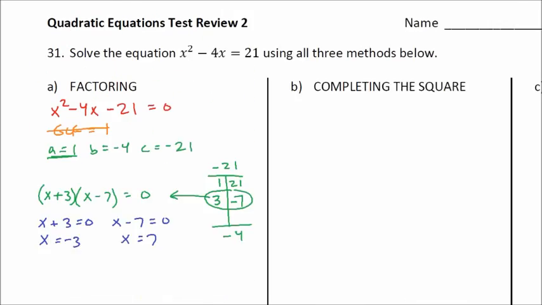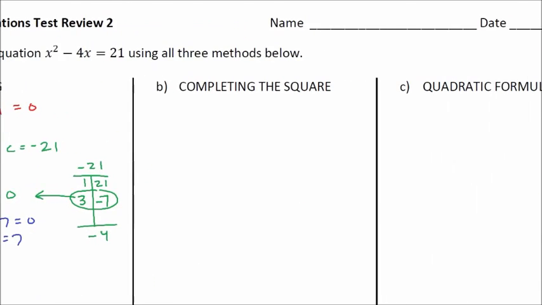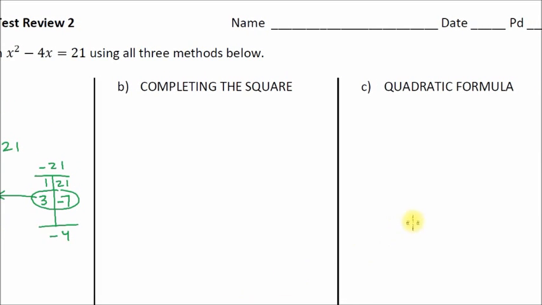Now we're going to do the two different procedures on the same equation. We better get the same answer. If not, we have to go check and find our errors. Alright, completing the square.